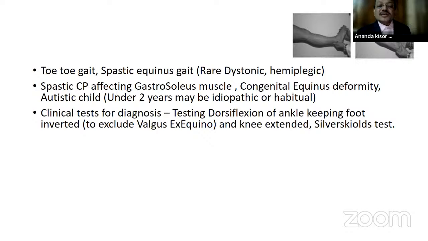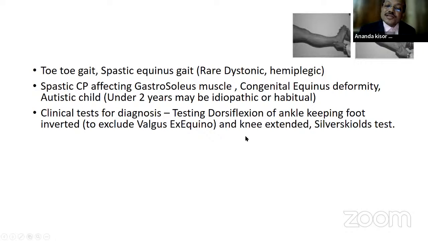Now, what are the clinical tests for diagnosis? We have to test the dorsiflexion of the ankle. Remember this: what is written here? Keeping the foot inverted. That means to exclude the valgus ex equino. Because if there is a tight tendo Achilles, that can cause pes valgus, a valgus deformity of the heel. So we have to keep the foot inverted during the testing of dorsiflexion. That will negate the valgus ex equino.